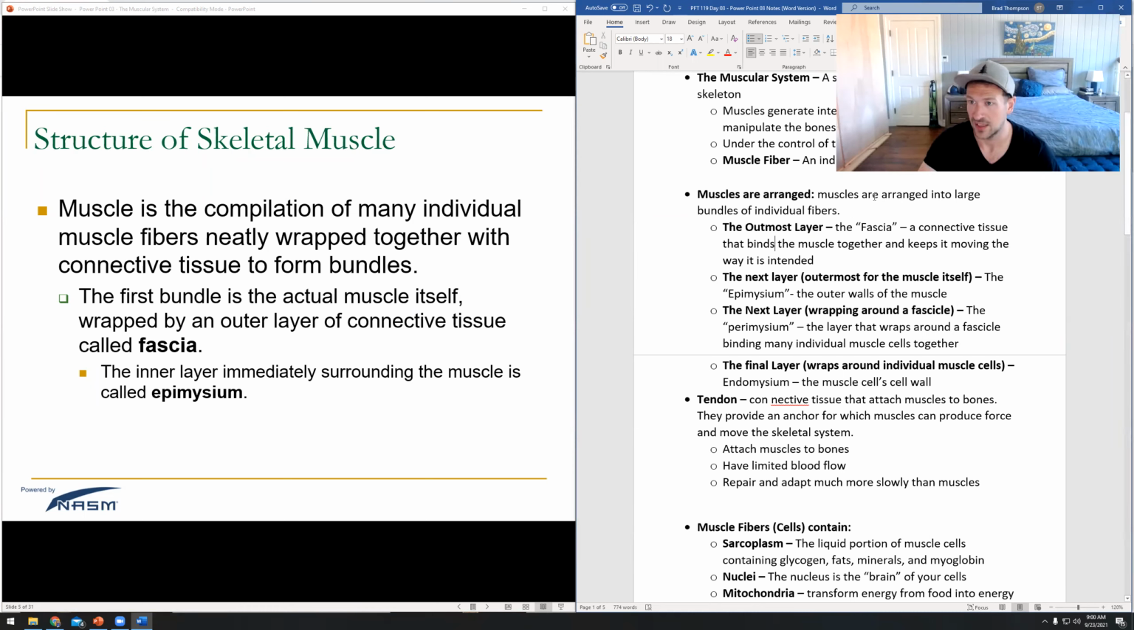Shin splints. That's inflammation of the fascia in the shins. So, you know, the next layer, we start to zoom in. Now we get into the actual muscle itself. The outermost layer of the muscle is what we call the epimysium. That's the outer walls of the muscle fibers there.